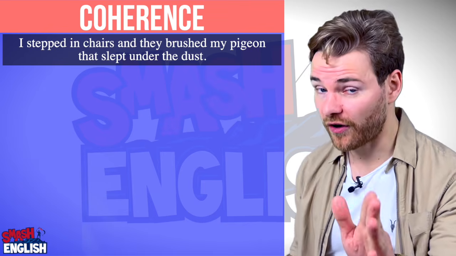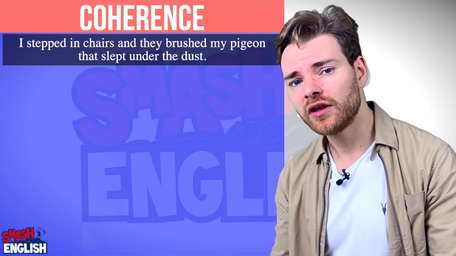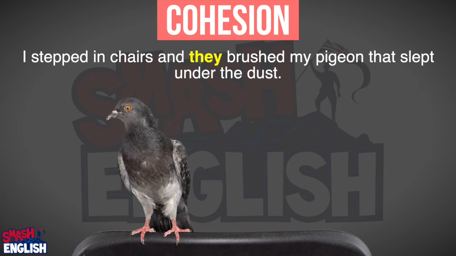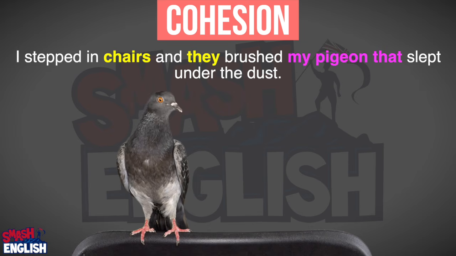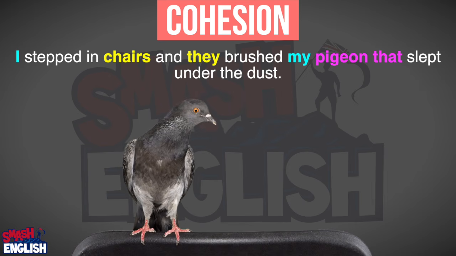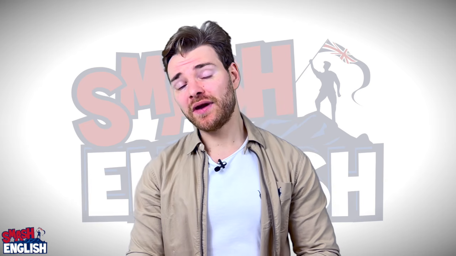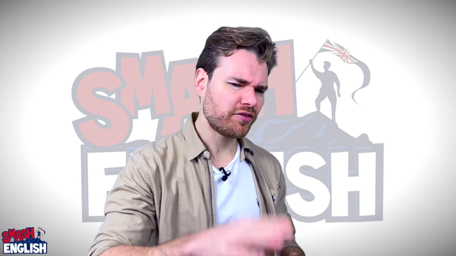However, in spite of the fact that the text is not coherent, it is cohesive. They refers back to chairs, and that refers back to my pigeon. My refers back to I, and we have a linking expression. The point is that a text can be cohesive without being coherent.